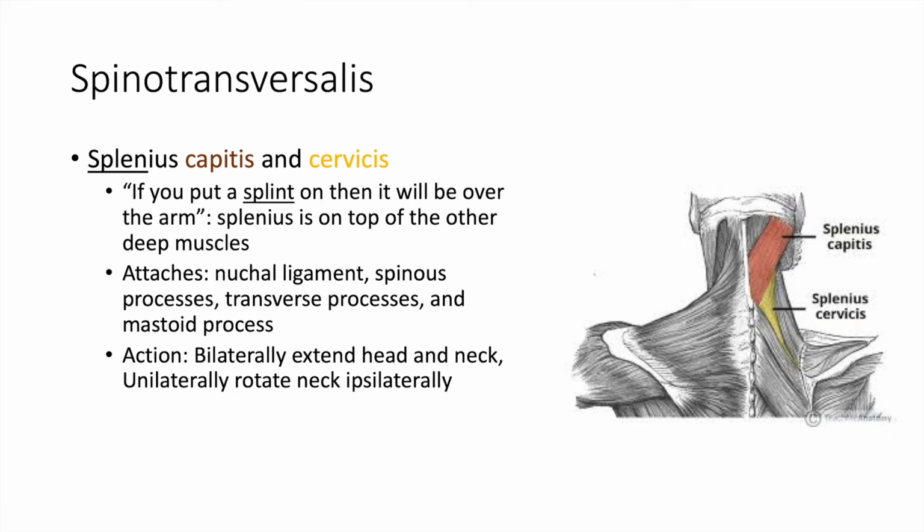I think of putting a splint on somebody's arm. Let's say they broke their arm. If you put a splint on it, it's going to be over their arm. So the splenius capitis is going to be on top of the other deep muscles. It's going to attach at that nuchal ligament that we talked about, our spinous processes, transverse processes, and our mastoid process. Bilaterally, it's extending our head and neck, and unilaterally rotating that neck to the same side.